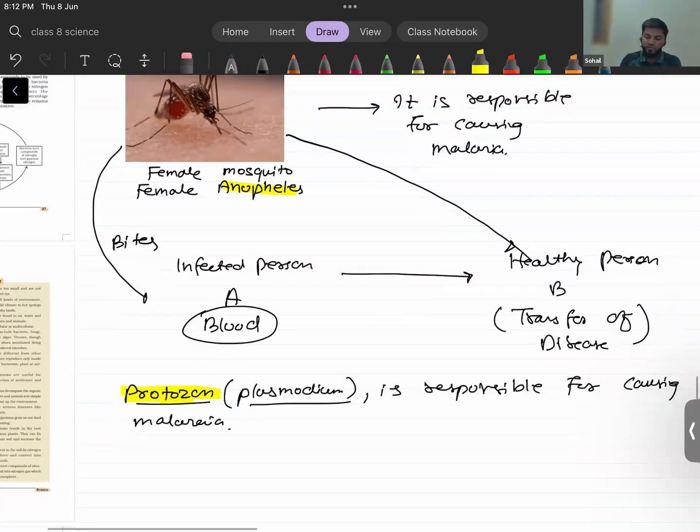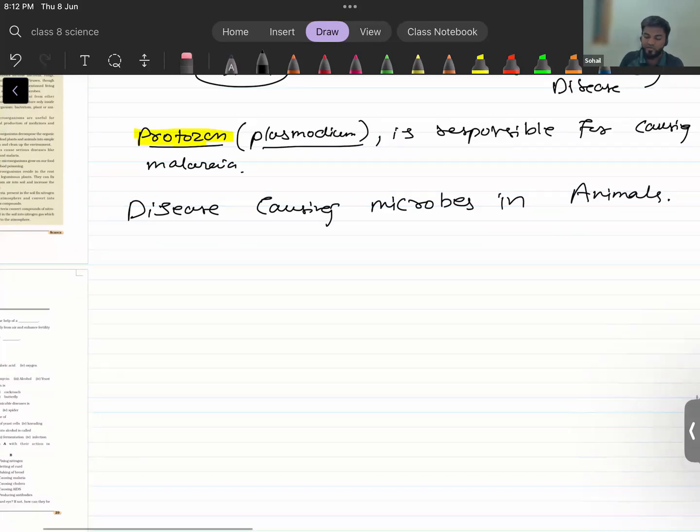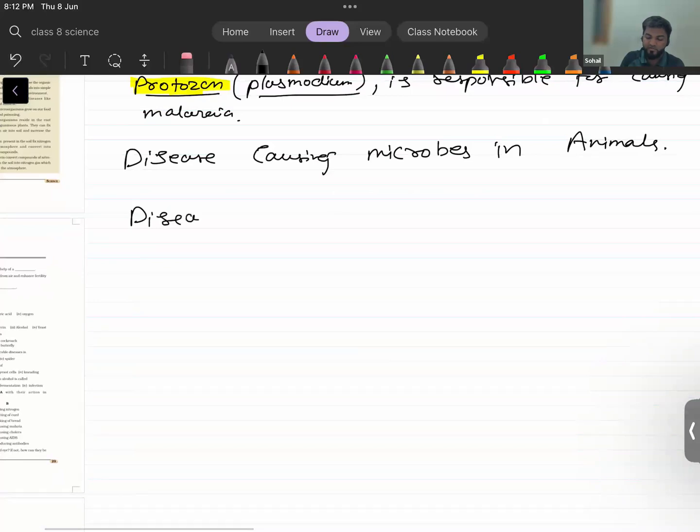Okay, so next thing we need to talk about is disease causing microorganisms in animals. Microbes in animals. Let's talk about the disease here and the pathogen responsible for it. One of the common diseases found in animals is foot and mouth disease. Mainly you will find this in cattle.